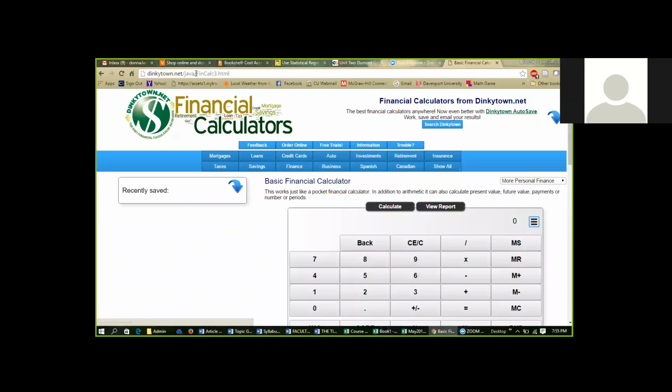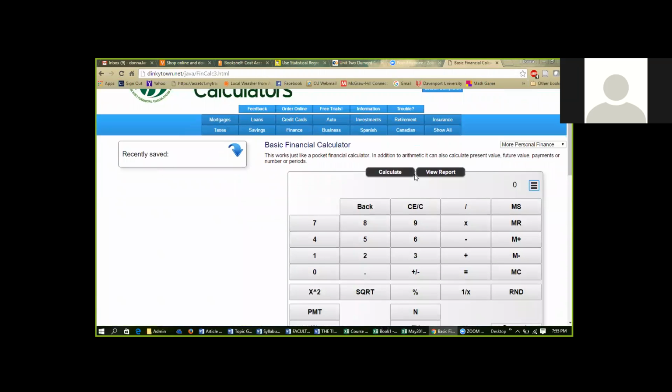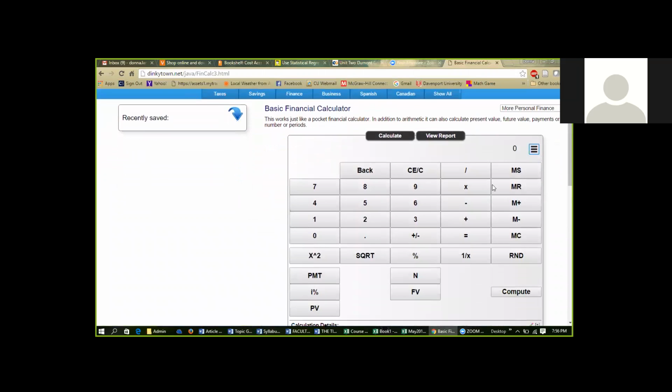So when I send you the link, I'll probably send you the link to get directly to this calculator. But just remember dinkytown.net, and then you can navigate there if you forget or you don't have the link. When you look at the website and this particular calculator, the screen pretty much looks like a calculator screen. You're going to take your mouse and click numbers, and hopefully you can see that.